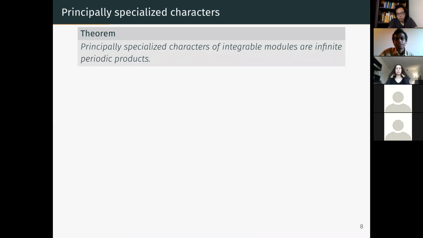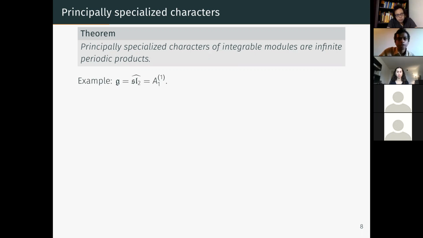And the theorem is that the principally specialized characters, the ones that I showed you, are infinite periodic products of the kind that you saw in Rogers-Ramanujan. So Rogers-Ramanujan was periodic mod 5, everything repeated mod 5. So these will also be periodic mod something, depending on the level and the algebra you take. So this comes from Weyl-Kac character formula and Lepowsky's numerator formula.